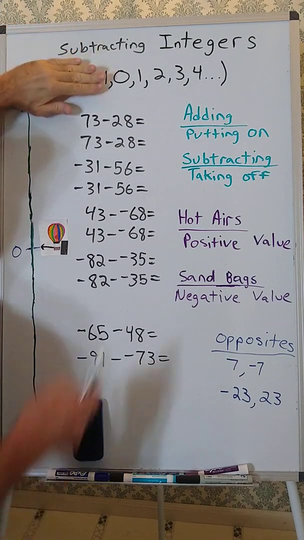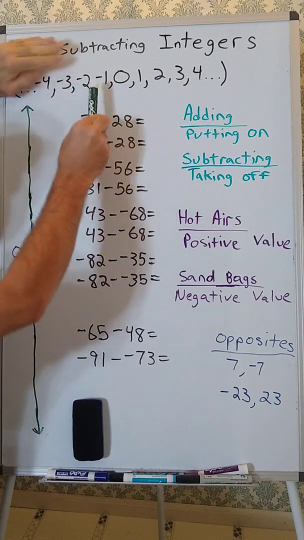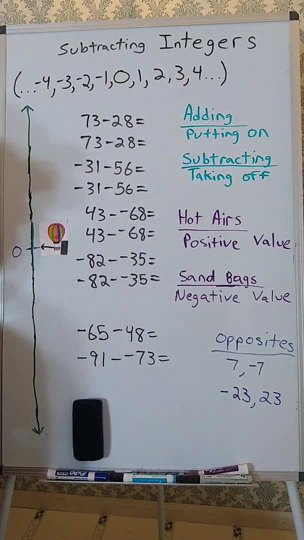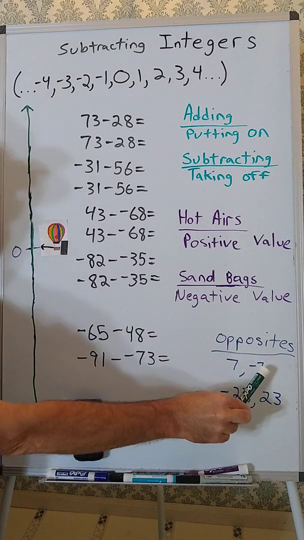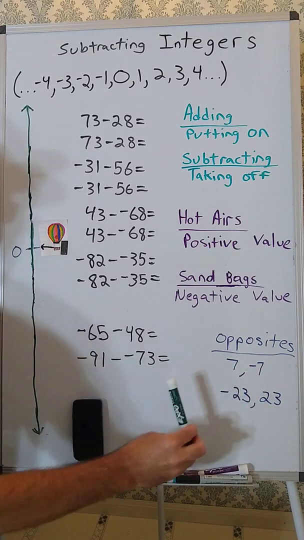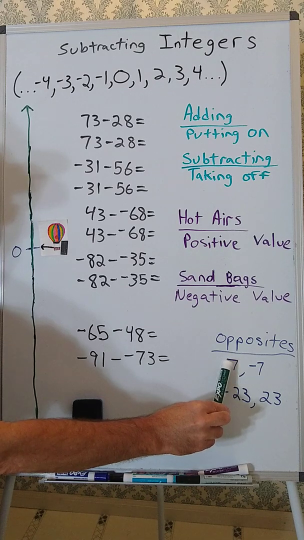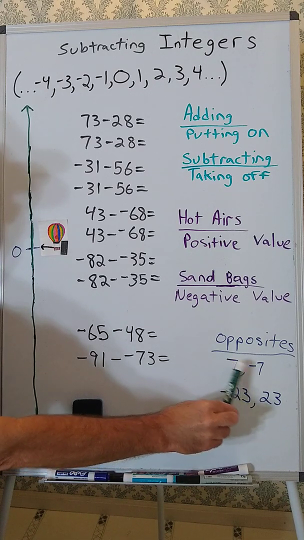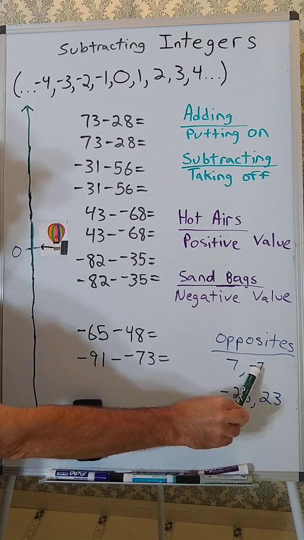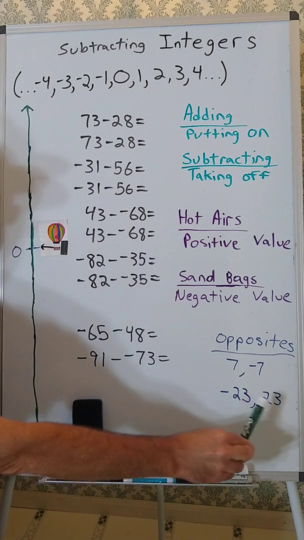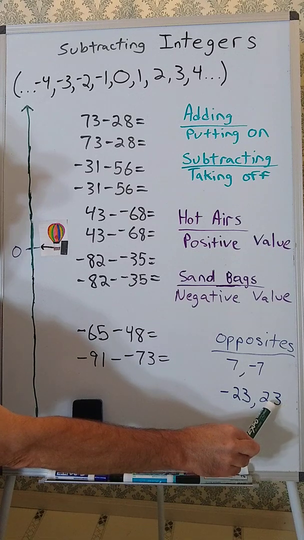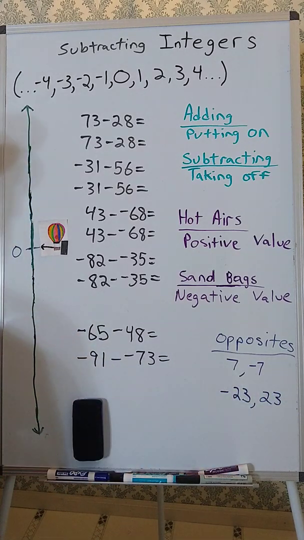Remember, the integers are the whole numbers and their opposites. Opposites are two numbers that are the same distance from zero, but are on opposite sides of zero. 7 is 7 units to the right of zero, negative 7 is 7 units to the left of zero. Negative 23 is 23 units to the left of zero. 23 is 23 units to the right of zero.